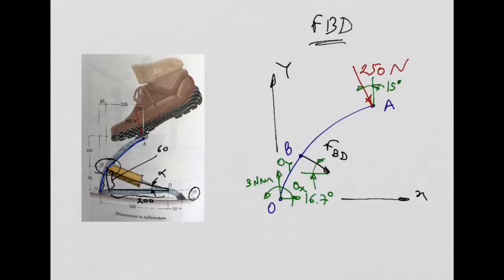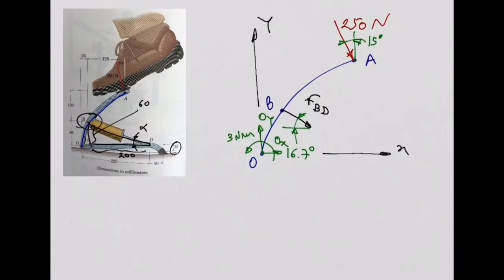One for the cylinder, the strut, one for this member OBA. And before you start doing the calculations, what I recommend you to do is check first if you have enough equilibrium equations for the unknowns. So let's do that for this example.